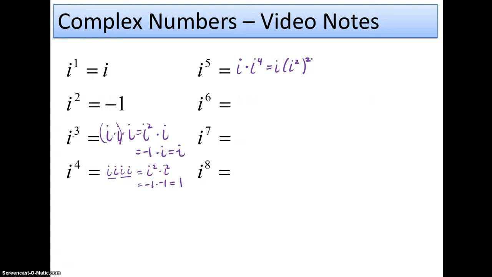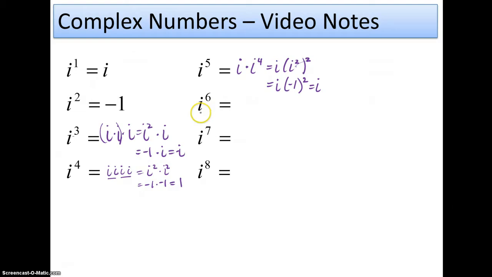So let's take a minute and look at what I did. I broke apart i to the fifth as i times i to the fourth. I wanted an even power here. And then I rewrote i to the fourth as i squared squared, because remember, power to a power you multiply. So far, equivalent expressions. Well, what happens when I put in i squared? I know i squared is negative 1, so I have i times negative 1 squared. Well, negative 1 squared is just 1, so I have i.